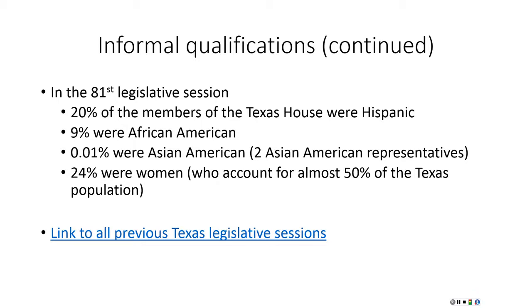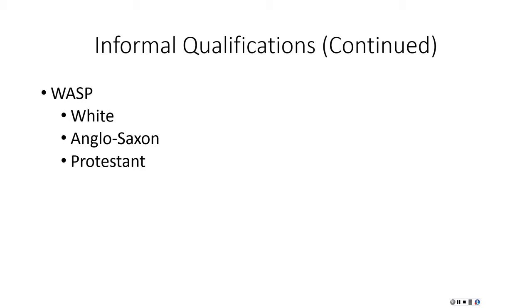So while party may be considered the most important informal qualification, others do exist. Usually to win a statewide office in Texas, you must be a WASP. No, I don't mean you fly around and bug people. WASP is simply white, Anglo-Saxon, Protestant.